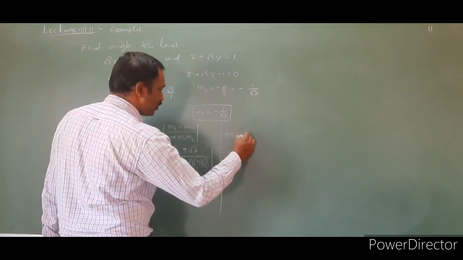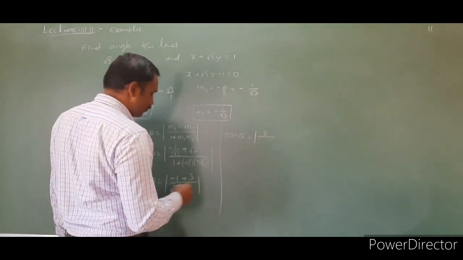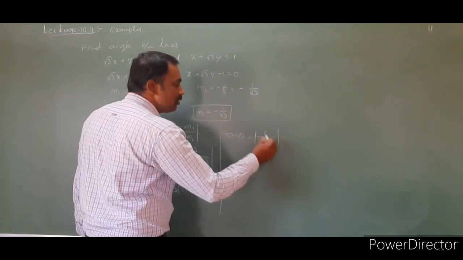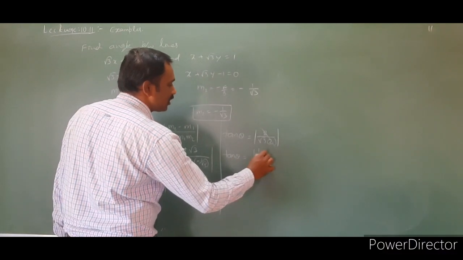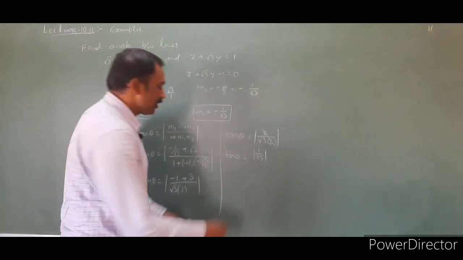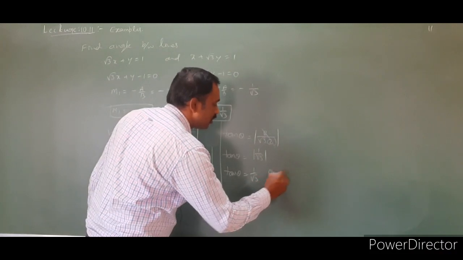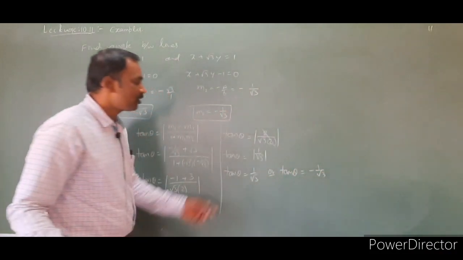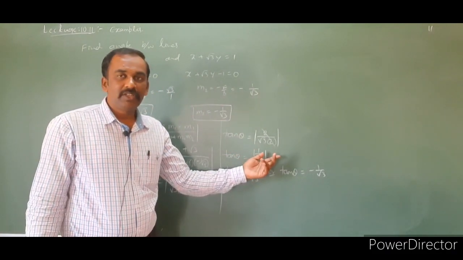Tan theta is equal to mod of minus 1 plus 3, which is 2, divided by root 3 into 2. I think this problem is solved. Anyhow, the 2 gets cancelled. Tan of theta is equal to 1 divided by mod of root 3. Here we can take tan of theta is equal to plus 1 by root 3 or tan of theta is equal to minus 1 by root 3, because modulus is there, we don't know whether it is positive or negative. Always we need to consider positive value.